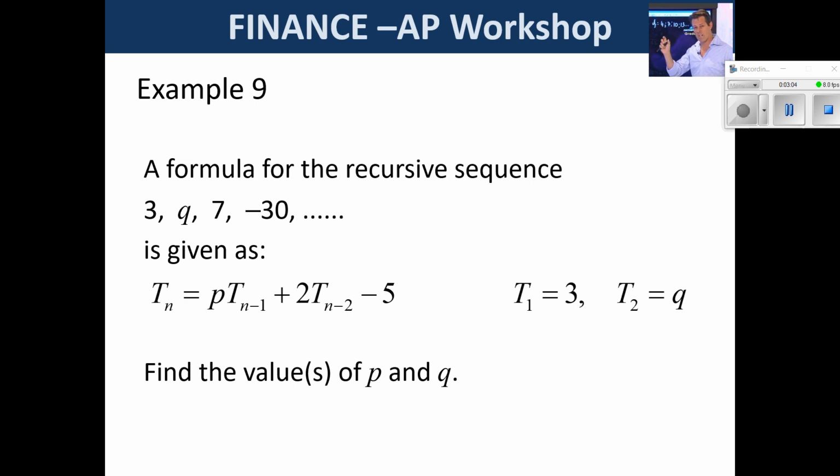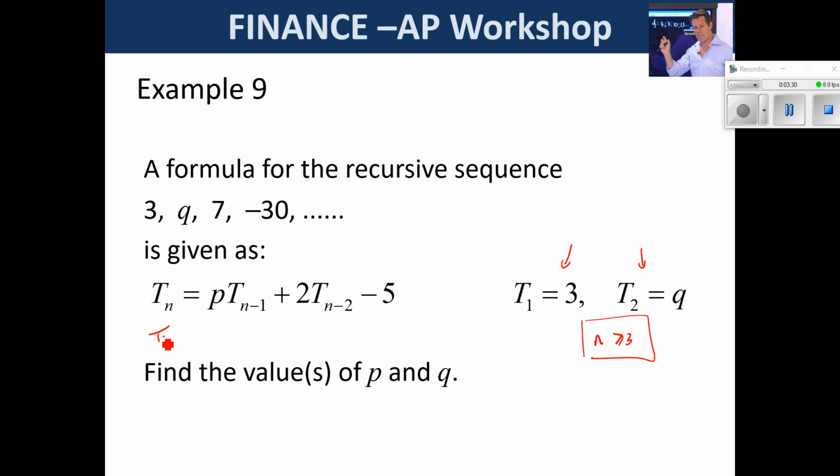If we just look at this formula here, Tn is P times Tn minus 1 plus 2 times Tn minus 2 minus 5. We always introduce the starting variables. And then what we should be saying to ourselves is, hang on, what's going on here? We should be saying where n is greater than or equal to 3. It tells me where I can start doing some input.